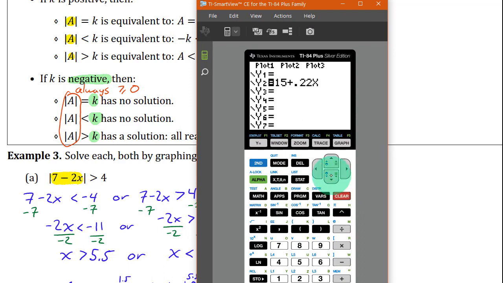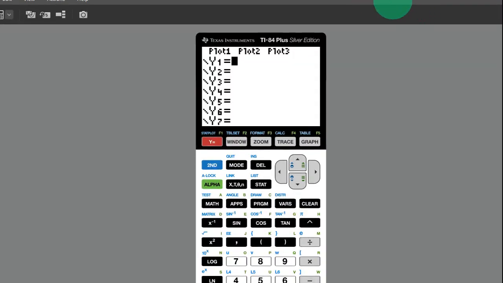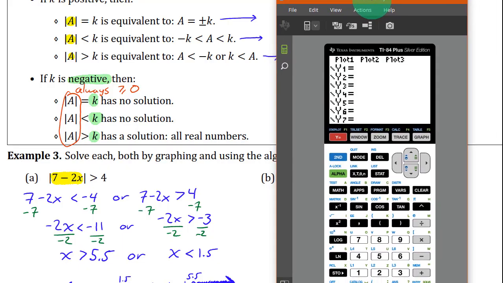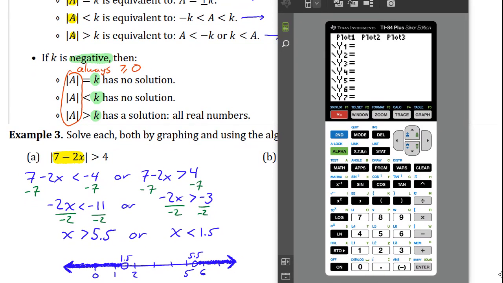So we're going to go to y equals here. So I press y equals to get to the graphing area. Make this, whoops, not that big. Okay, so what we want to do is graph y equals the left side and y equals the right side. So the left side is the 7 minus 2x. So here we go. We're going to do the absolute value.